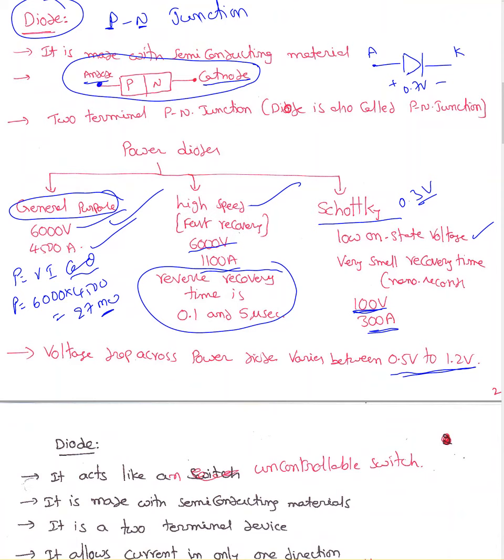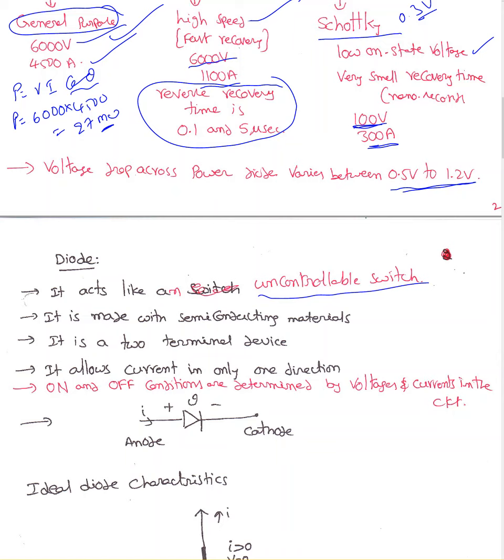Now, the diode, as I mentioned, acts like an uncontrollable switch. Uncontrollable in the sense that power electronics is all about control. How do we control the power flow? With a diode, we cannot control it. When it is forward biased, it acts like a closed switch. Reverse biased, it acts like an open switch.